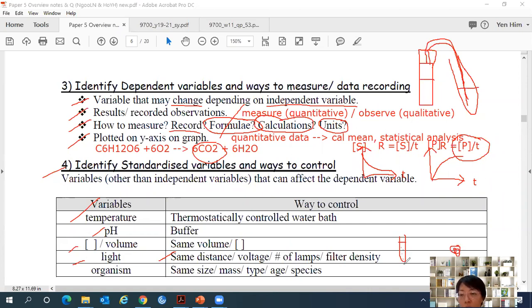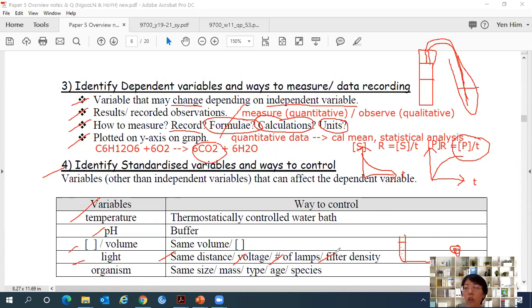So when you have a fixed distance from the light source to your apparatus, this will give you the same light intensity. So make sure that every time you conduct the experiment, you have the same distance from the light source. Or you can use the same voltage of light, with the same distance. Or you can change the number of lamps. Let's say I want to do an experiment with 5 different light intensities. So you can write 1 lamp, 2 lamps, 3 lamps, 4 lamps, 5 lamps. Okay, number of lamps, 1, 2, 3, 4, 5. That also works.